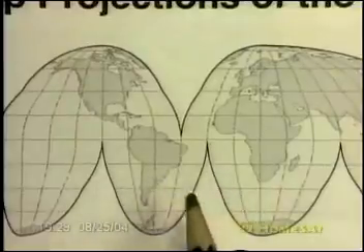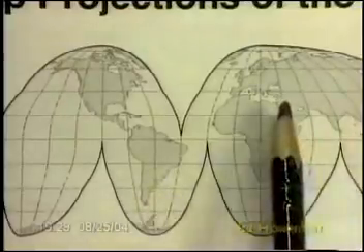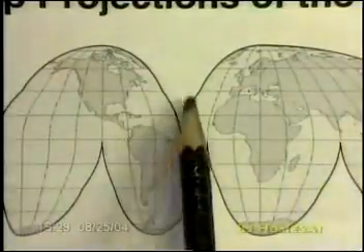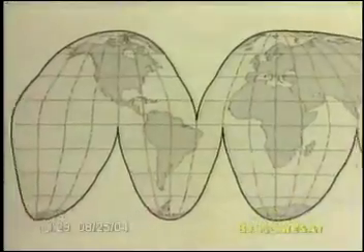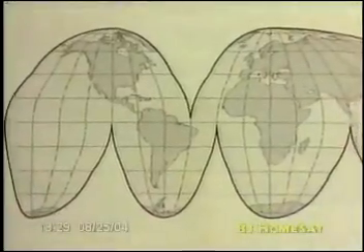And also the shapes are more accurate than Gore's, because most of the cuts that are made here are in the oceans. Only Antarctica here is really interrupted very much. It's mostly just the oceans.